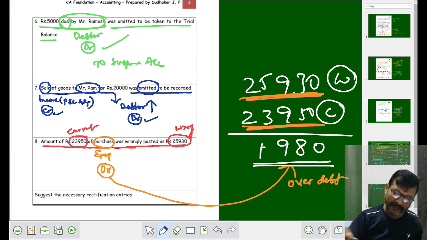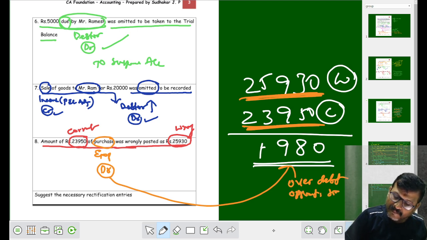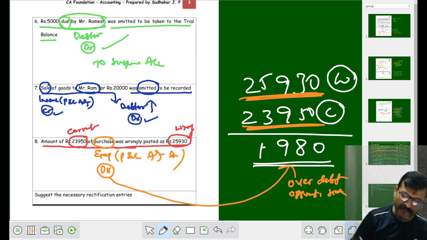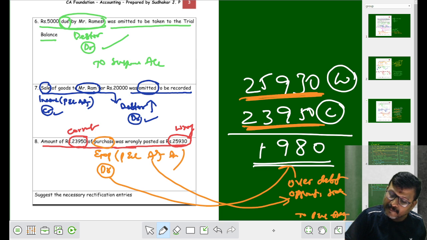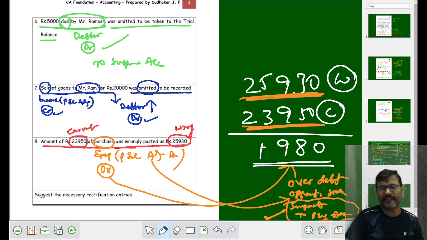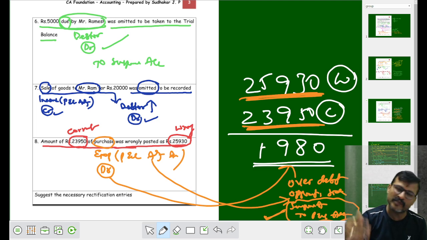When it is over debited, where we have to take? We have to take it in opposite side. Opposite side means where we have to record the expenses, which is termed as a P&L adjustment account. So P&L adjustment account is to be taken in the credit side. Then what is to be written on the debit side? We have to take suspense account on the debit side. This is your ultimate journal entry. Over debit, P&L adjustment on the credit side, suspense account to be debited.